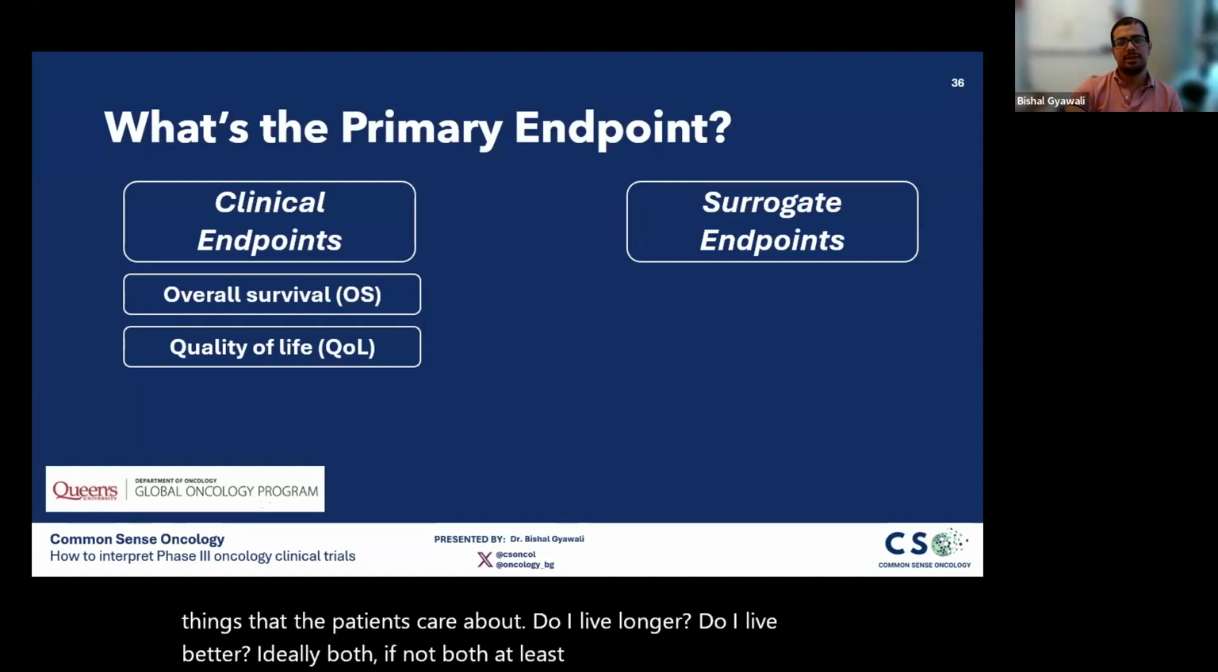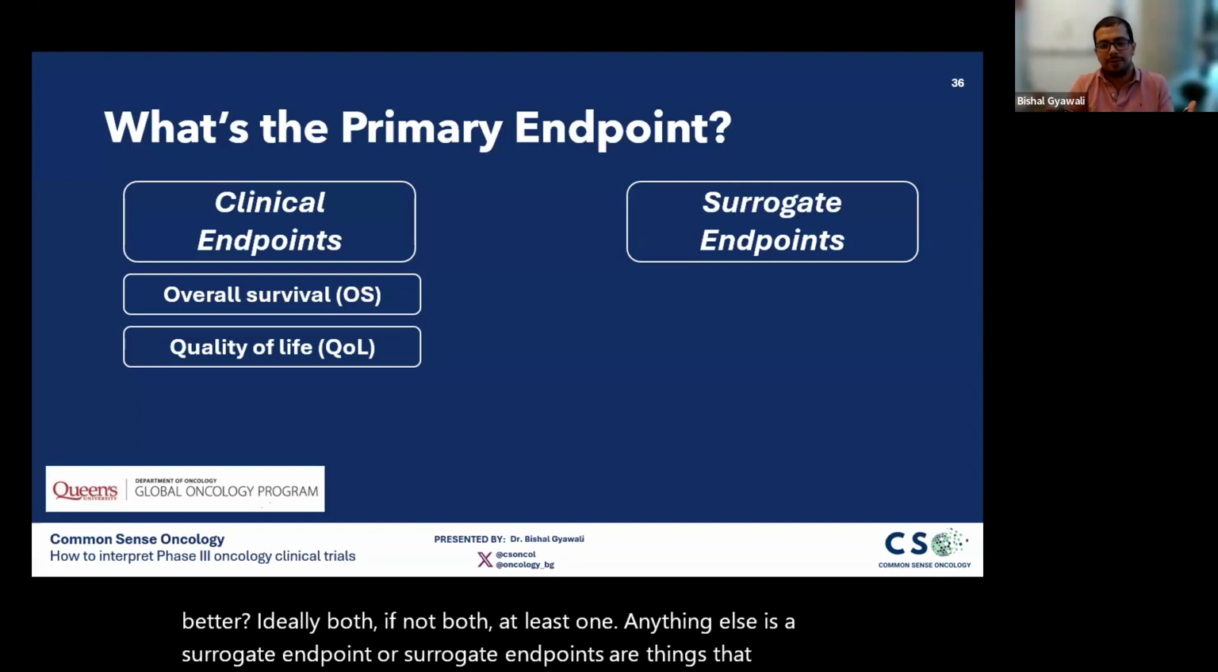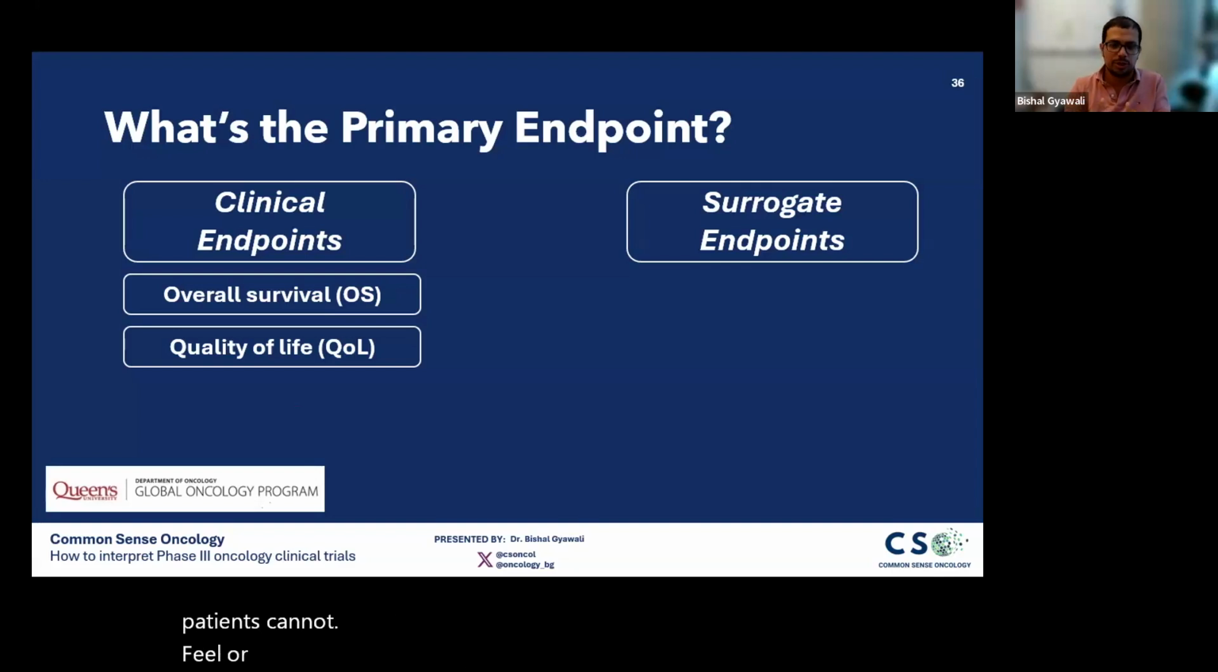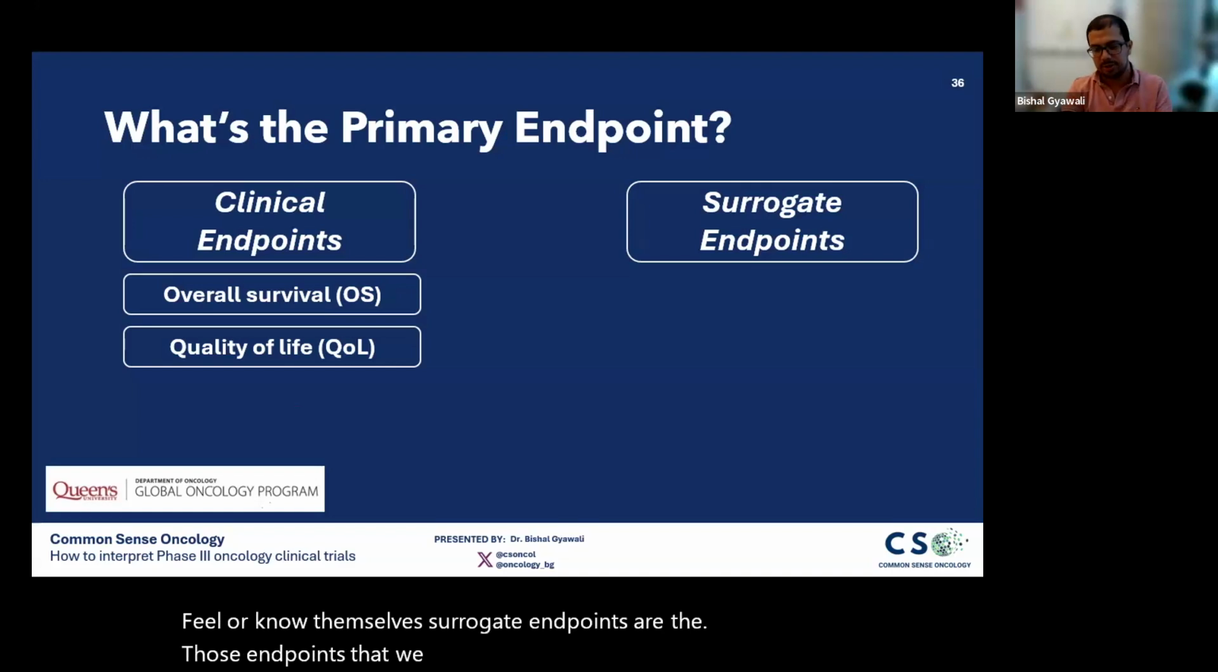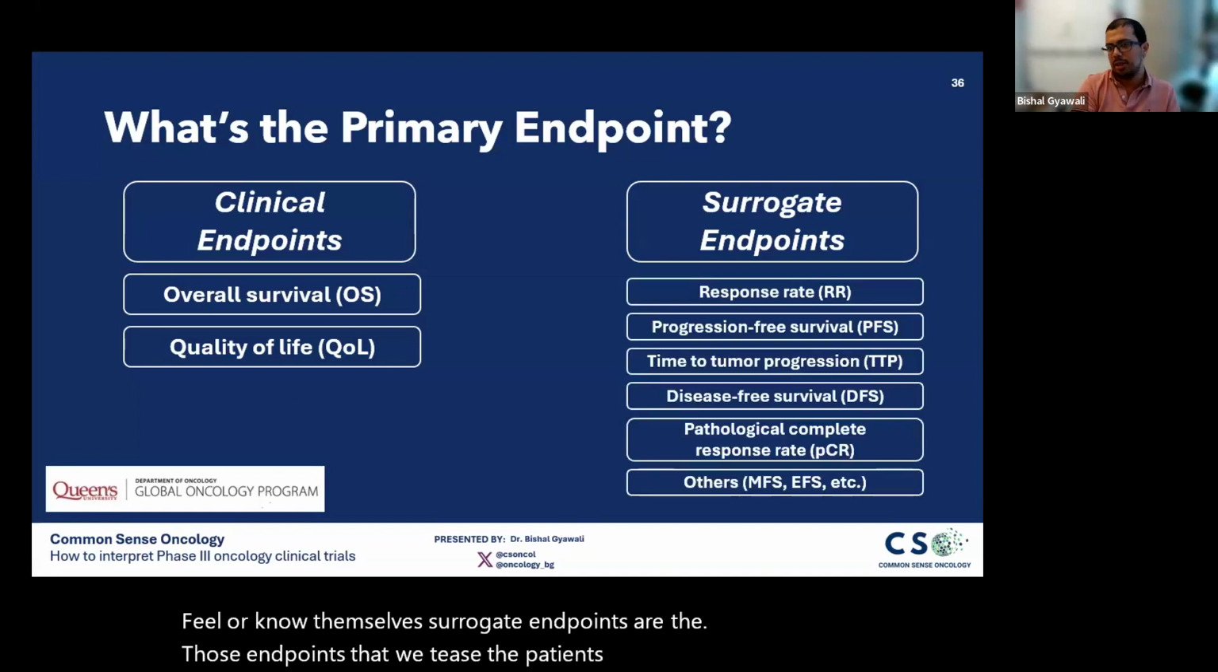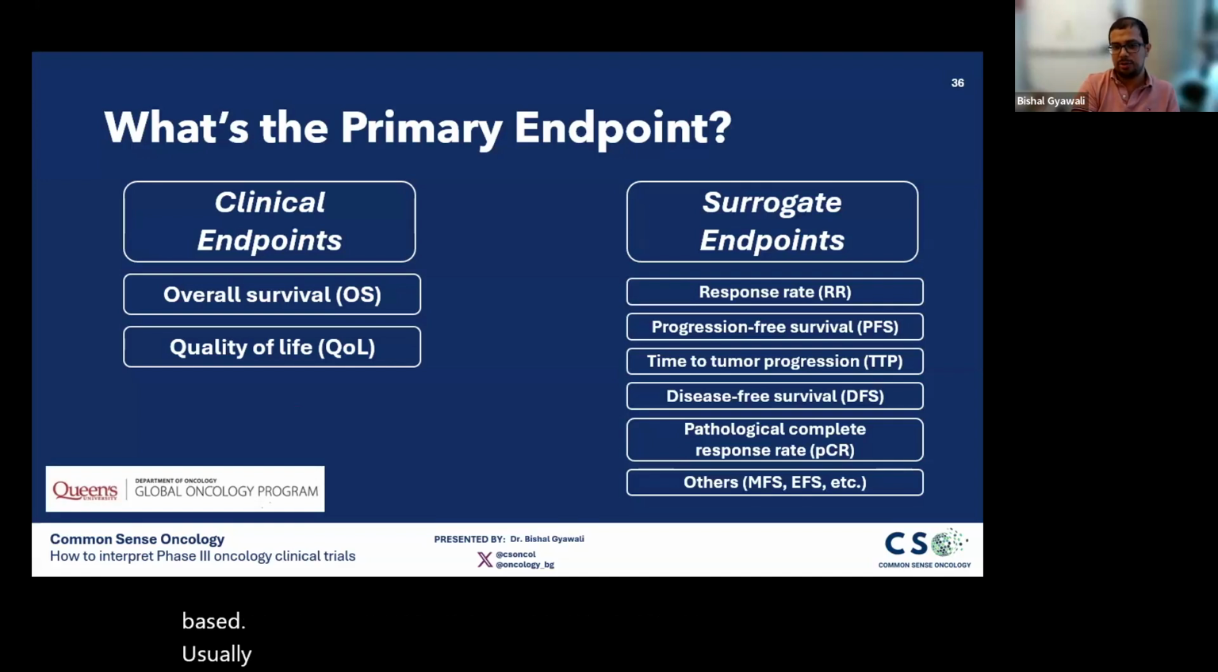And anything else is a surrogate endpoint. Surrogate endpoints are things that the patients cannot feel or know themselves. Surrogate endpoints are those endpoints that we tease the patients about. So those are based usually on imaging. We do scans and we say there is a response or there is disease progression and so on.